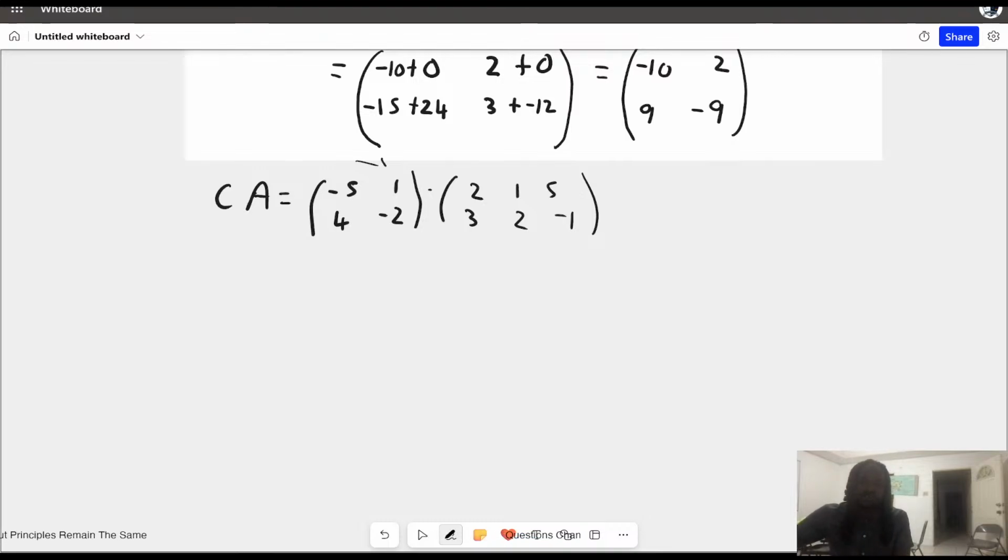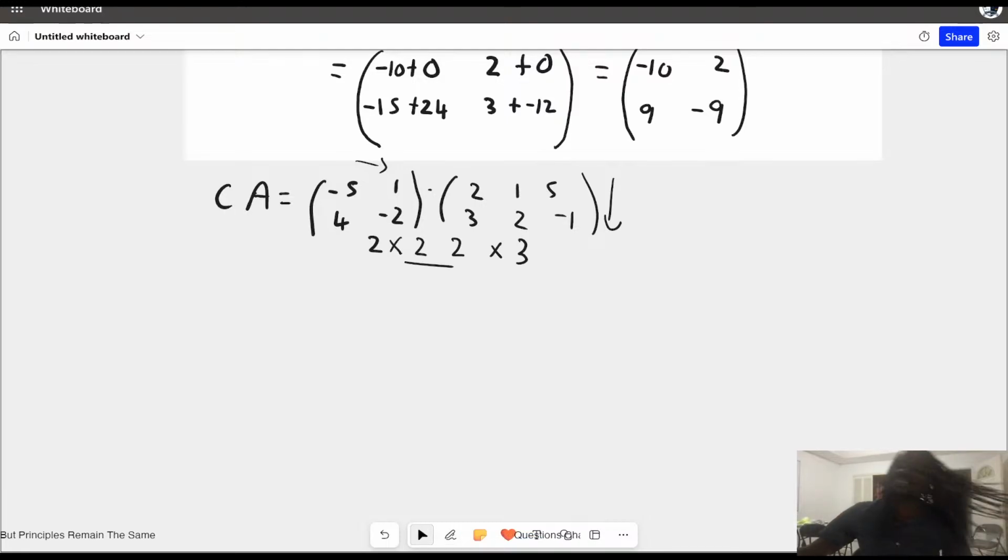It is row by column, but before we look at row by column, always check the orders first. What's the order of the first one? This is a 2 by 2. Alright, what's the order of the second one? There are 2 rows, there are 3 columns. This is a 2 by 3. Always do this first. These two numbers are exactly the same. That means for a fact that I can multiply. Don't guess. Multiplication is not a guessing thing.